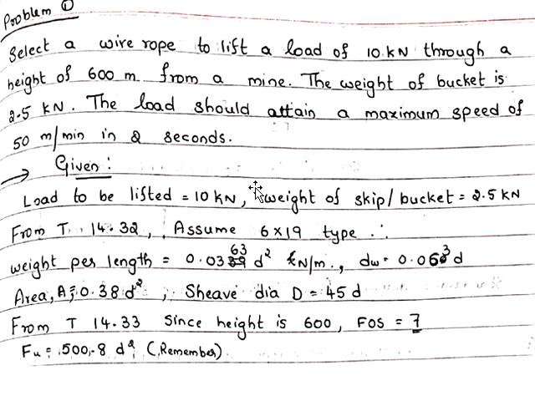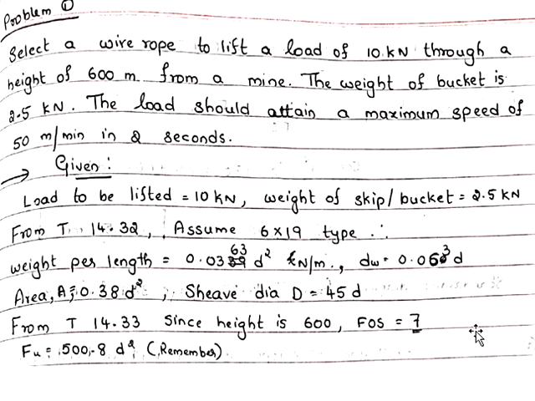And since the type of rope is not given in the question, assume 6 into 19. And from table number 14.32, you can note down the weight per meter length. You can note down the dW value, the area, and also the sheave diameter. There are two sheave diameters. You can consider the average value, 45D.